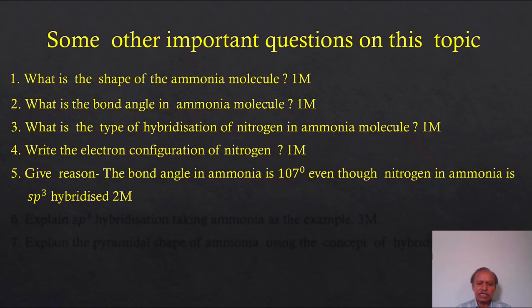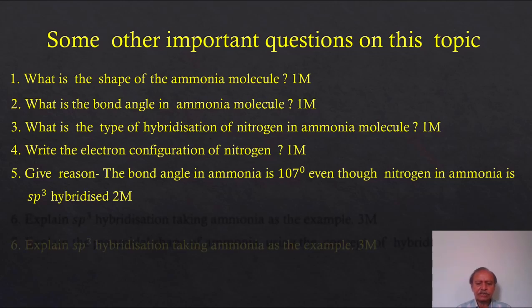So the reason is that in ammonia molecule there is a force of repulsion between lone pair electron and bond pair electron. So because of the force of repulsion between lone pair and bond pair electron, the geometry of the molecule is distorted to give the pyramidal shape. That is the reason you have to write.